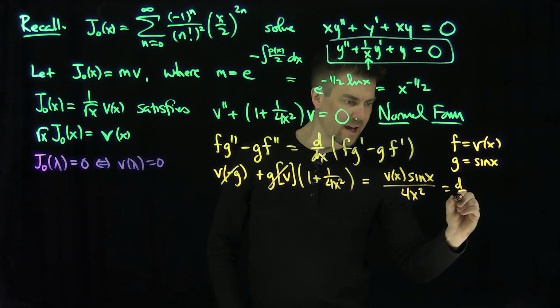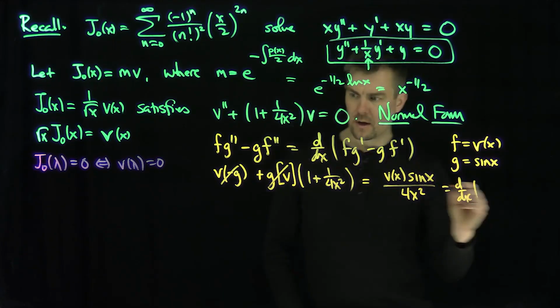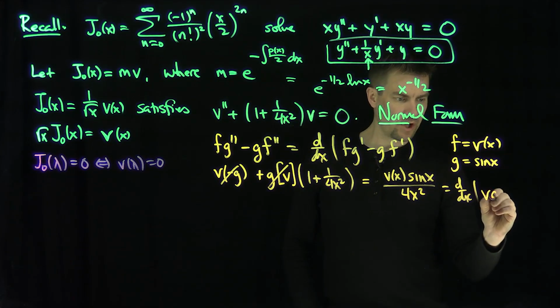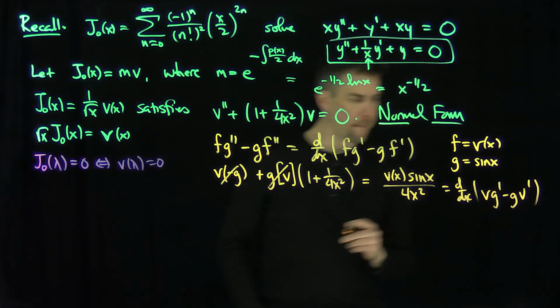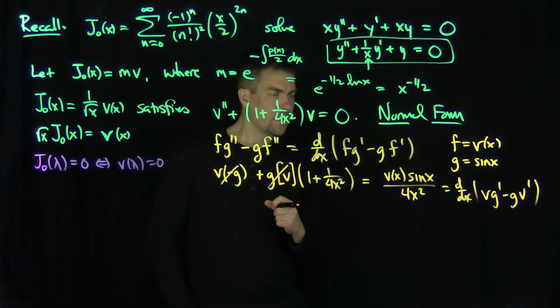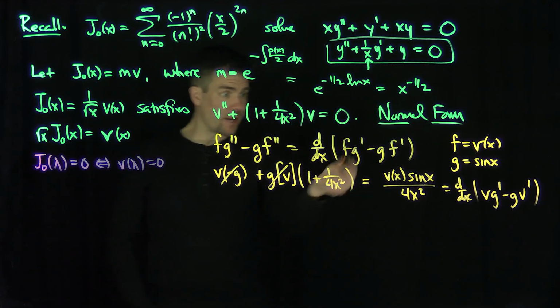And this is equal to d by dx of what? Of f, which is v times g prime, minus g, which is sine of course, times v prime. Okay, great. And so now what are we going to do? So now I'm just going to integrate both sides.